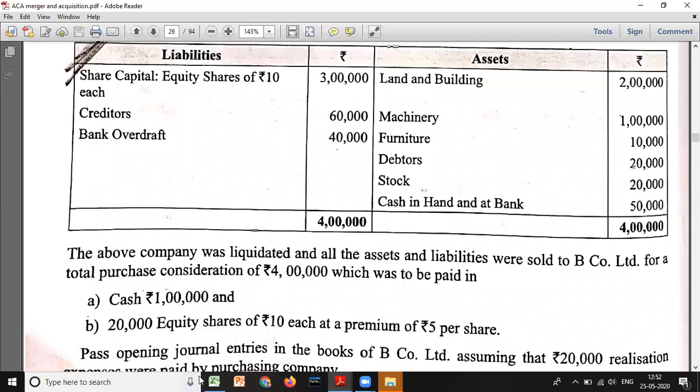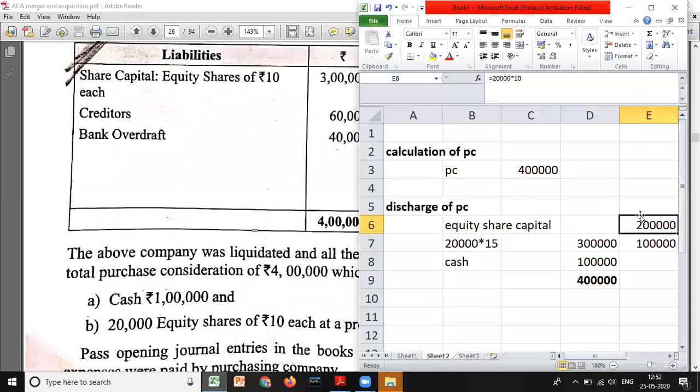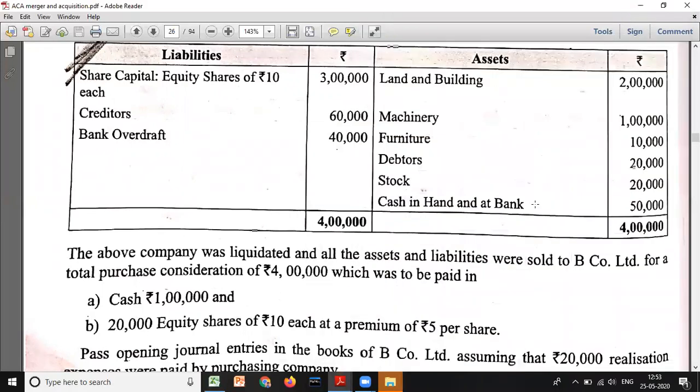So 20,000 into 5 is 1 lakh. So if you want, you can show it like this: equity share capital 20,000 into 15, 3 lakh, and cash 1 lakh. If you total, it will be 4 lakh. Step number 1 is calculation of PC. Step number 2 is discharge of PC. And step number 3 is not required because we have to pass only incorporation entries or opening entries in the books of the purchasing company or B company.